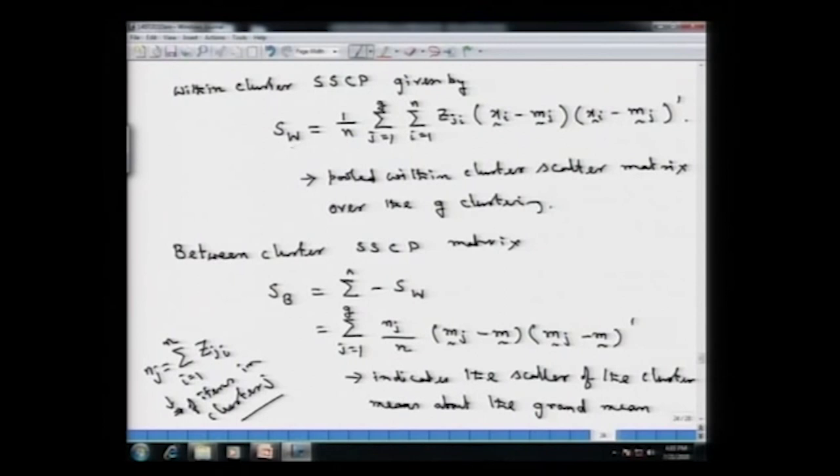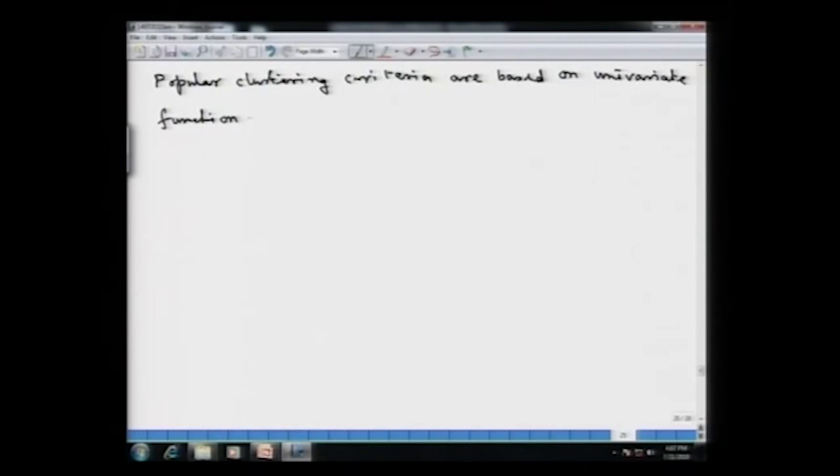Now, having defined the within cluster sum of squares and cross product matrix as S_W and the between cluster sum of squares and cross product scatter matrix as S_B, the popular criteria for comparing various partitions are based on univariate functions of these quantities. So, the popular clustering criteria are based on univariate functions of this S_B matrix or S_W matrix or this sigma hat matrix, or a combination of these matrices.